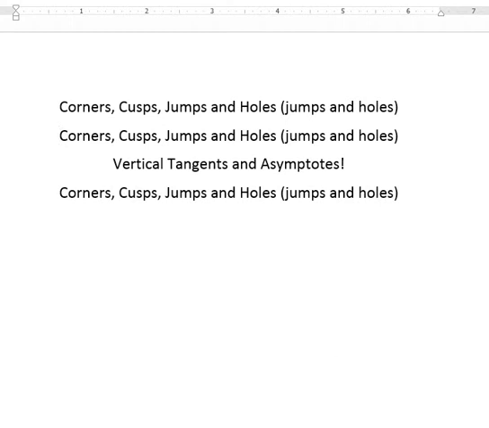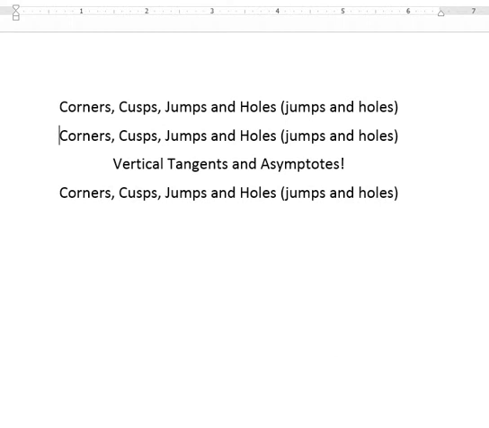Corners, cusps, jumps and holes, jumps and holes. Corners, cusps, jumps and holes, jumps and holes. Vertical tangents and asymptotes. Corners, cusps, jumps and holes, jumps and holes. Get it? Ready? 1, 2, 3. Corners, cusps, jumps and holes, jumps and holes. Vertical tangents and asymptotes. Corners, cusps, jumps and holes, jumps and holes.